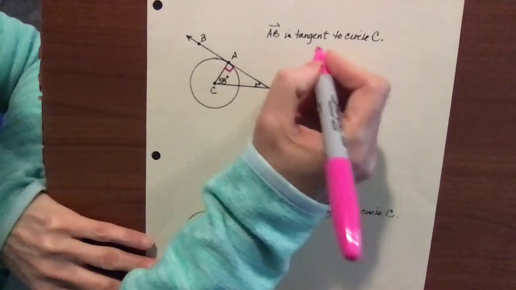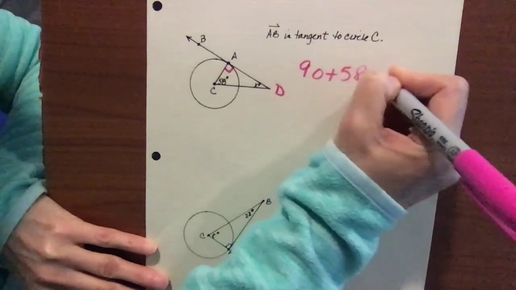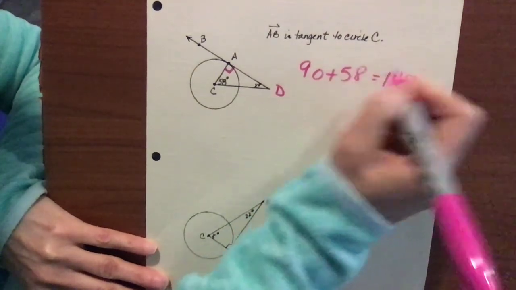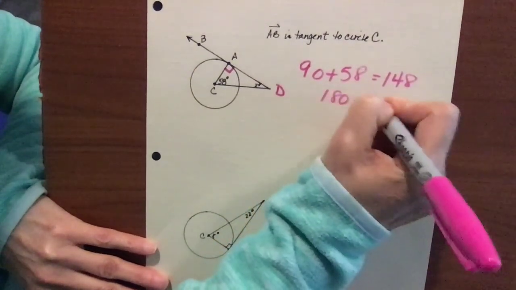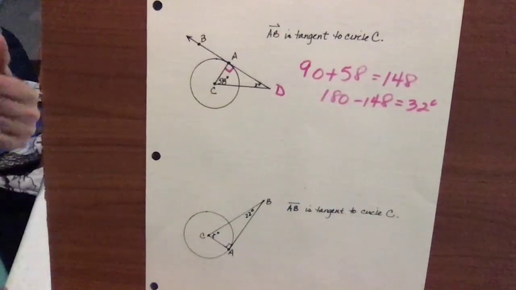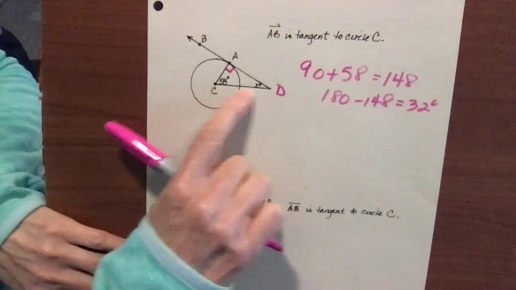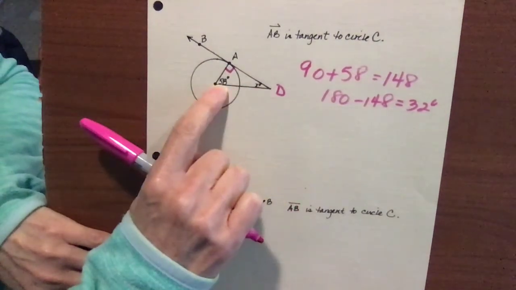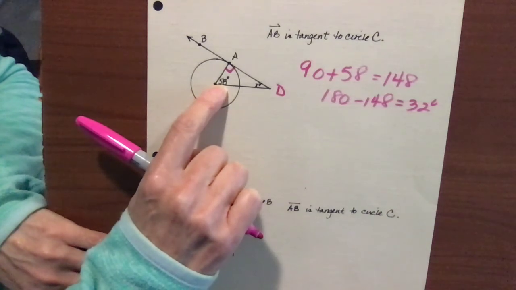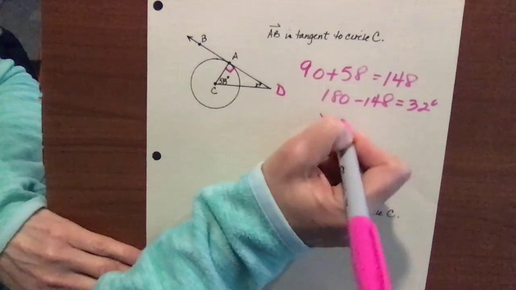So we're back just to simple triangles. So we take 90 plus 58, that's going to equal 148, and we subtract 148 from 180, and we get 32 degrees. Another way to look at it is if 90 degrees is here at our right angle, then the other two angles have to make up the difference of 90 degrees. So 90 minus 58 would also give us 32. So x equals 32 degrees.